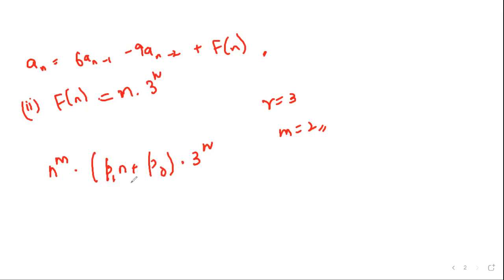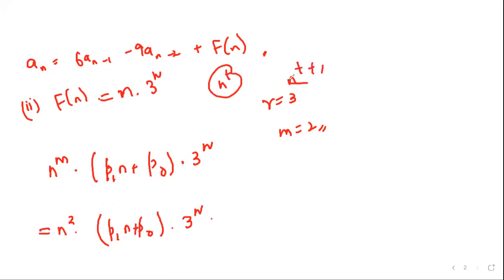So n power m into (p1 n plus p naught) into 3 power n, or it can be written as, what is the multiplicity? It is 2. So n square into (p1 n plus p naught) into 3 power n. Okay, I said if we have n power t, we will have t plus 1 terms in this bracket. In the earlier case, I said t terms only, we will have t plus 1 terms. All right. Now, let's see the next example.